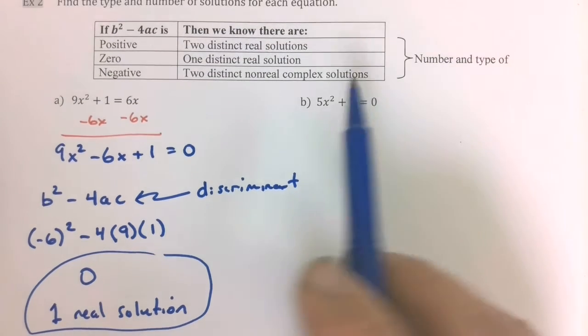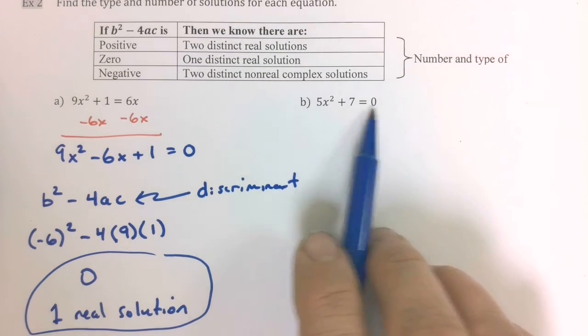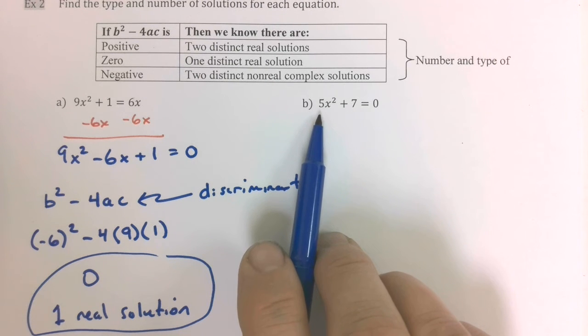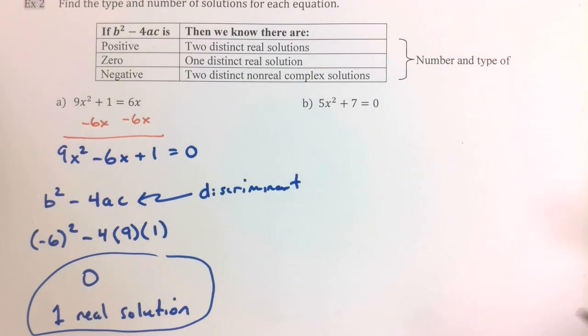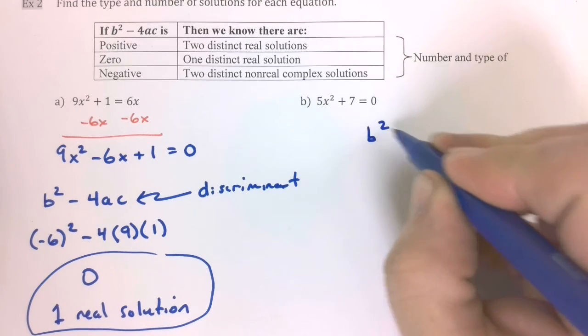For letter B, we have 5x squared plus 7 equals 0. We do have it equal to 0, so we don't need to move anything around. A is always the number of x squared, so A is 5. B is the number of x's, and we don't have any, so B in this problem is 0, and C is that positive 7, that constant on the end. So we're ready to calculate the discriminant.